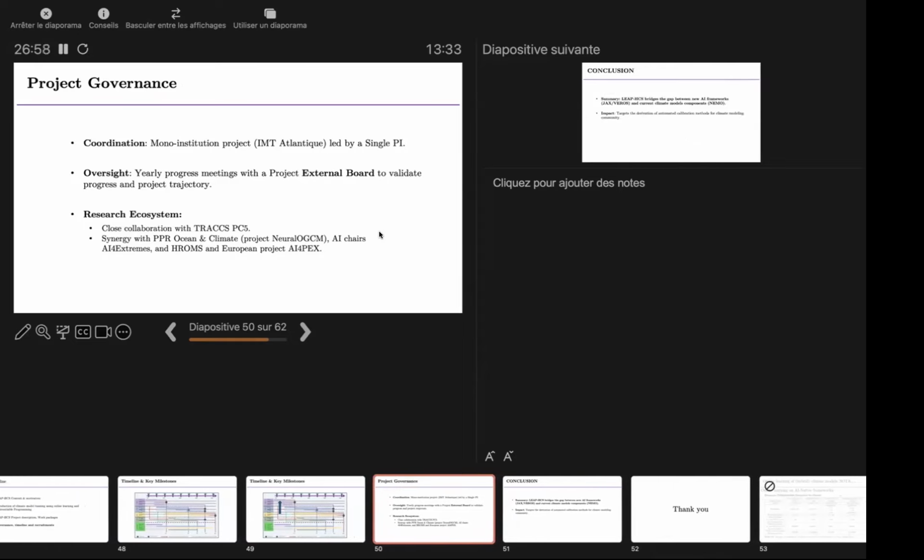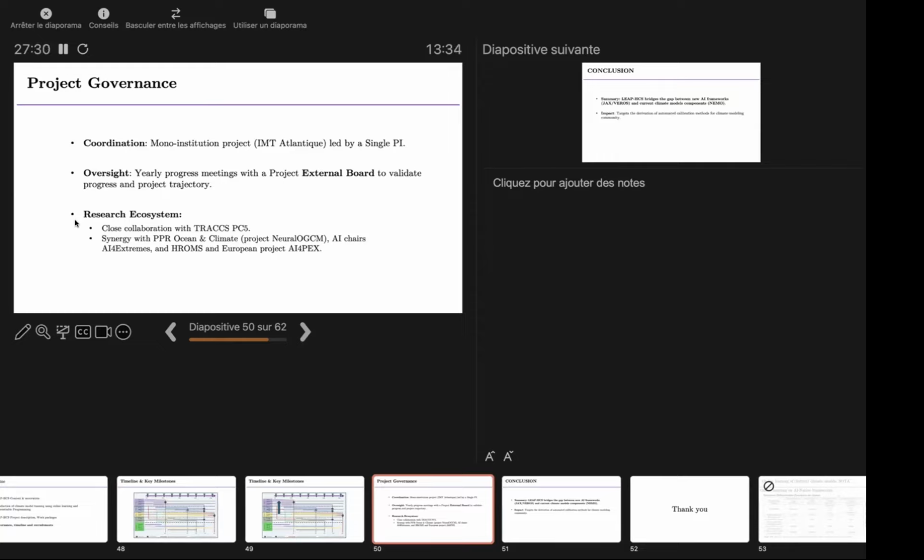Maybe some administrative aspects. The coordination is led by a single PI, and it's a mono-institution project at IMT-Atlantique. We are planning to have yearly progress meetings with external project advisors, an external board that we validated after some discussion with the reviews from the funding process.